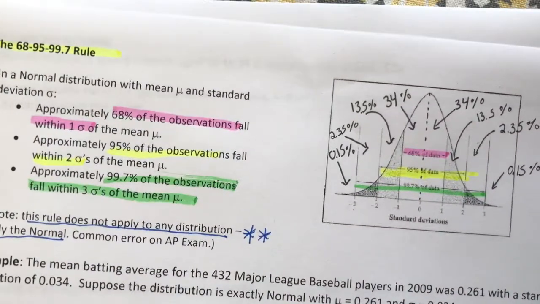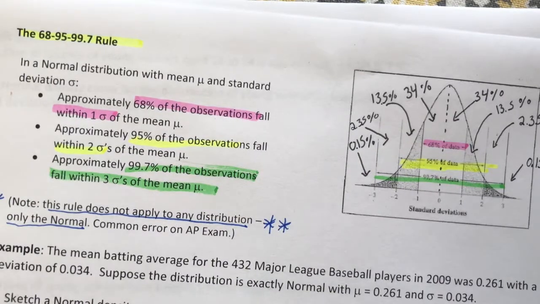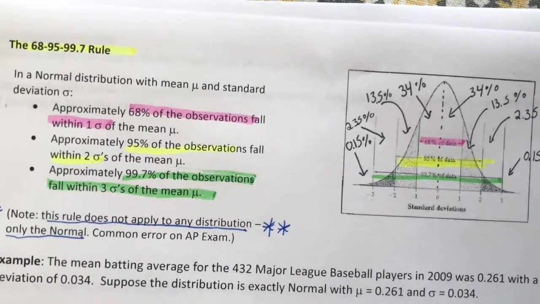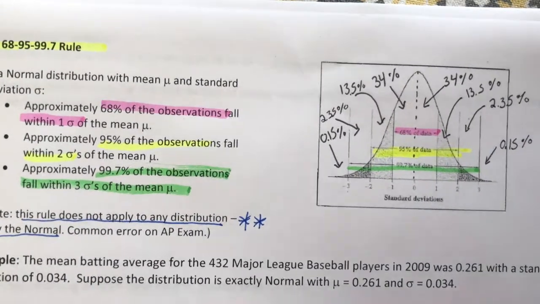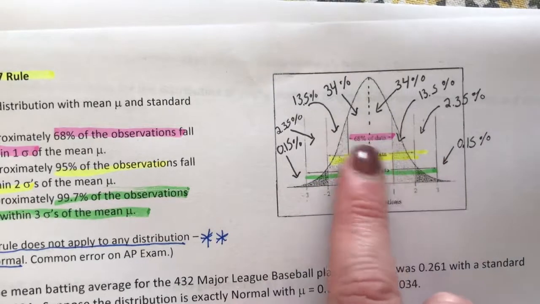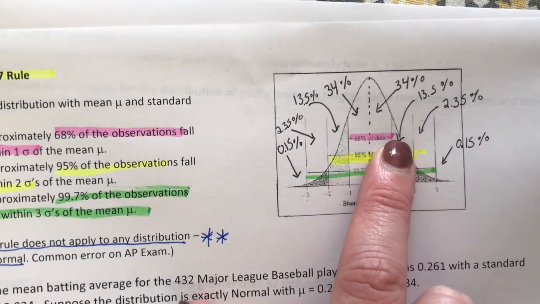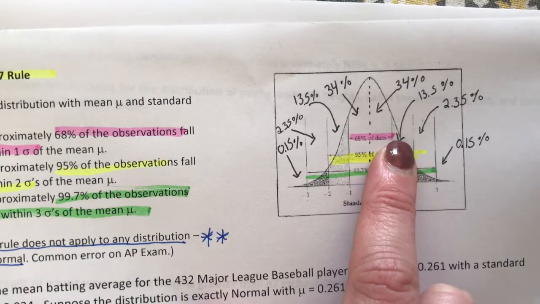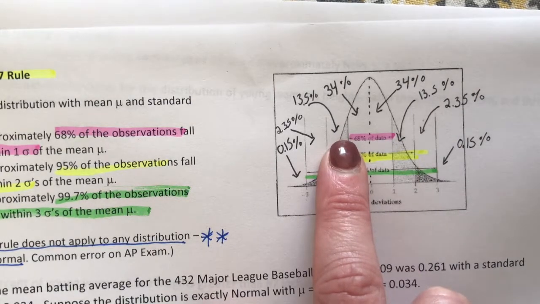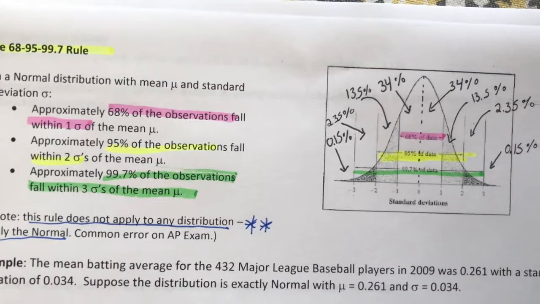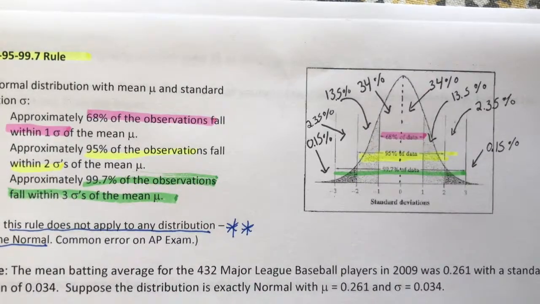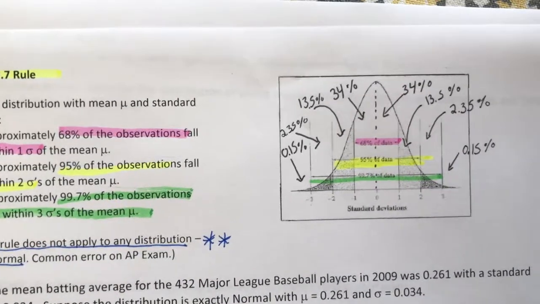The 68, 95, 99.7 rule. In a normal distribution with a mean, mu, and a standard deviation, approximately 68% of observations will fall within one standard deviation of the mean. So we can see that over here. 34% would be within one standard deviation above, and 34% within one standard deviation below. Approximately 95% of the observations fall within two standard deviations of the mean.